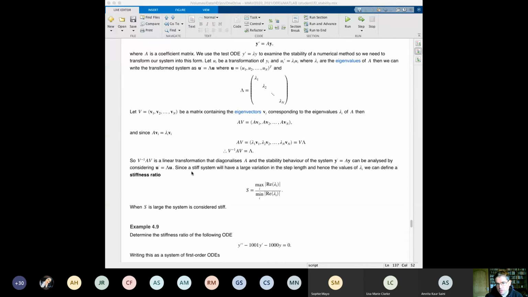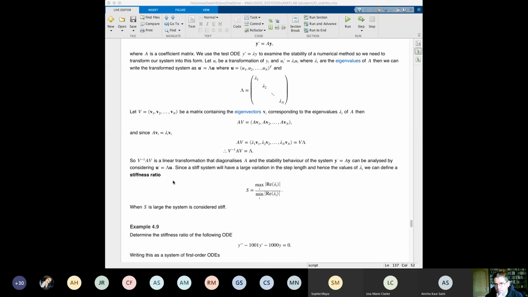So for some equations, you might have a large step length permitted, and in other equations, you might have a really, really small step length. Now that's all based upon that lambda value. So remember you've got Z equals H times lambda. Well, that's going to be dependent upon that lambda value.